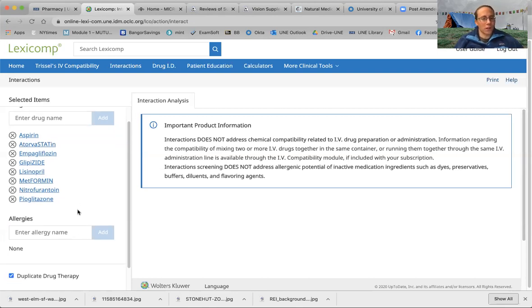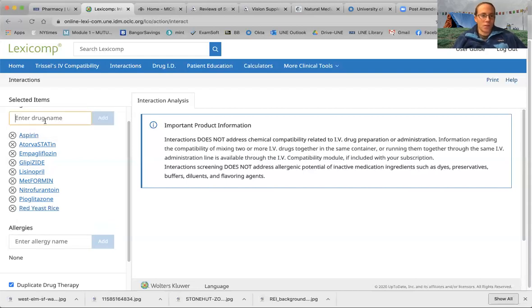Okay, so let's call it good for now. I'm going to add actually two more. I'm going to add red yeast rice. A lot of patients were taking that. I'm also going to add, let's see if Preservision doesn't come up. Let's do multivitamins.